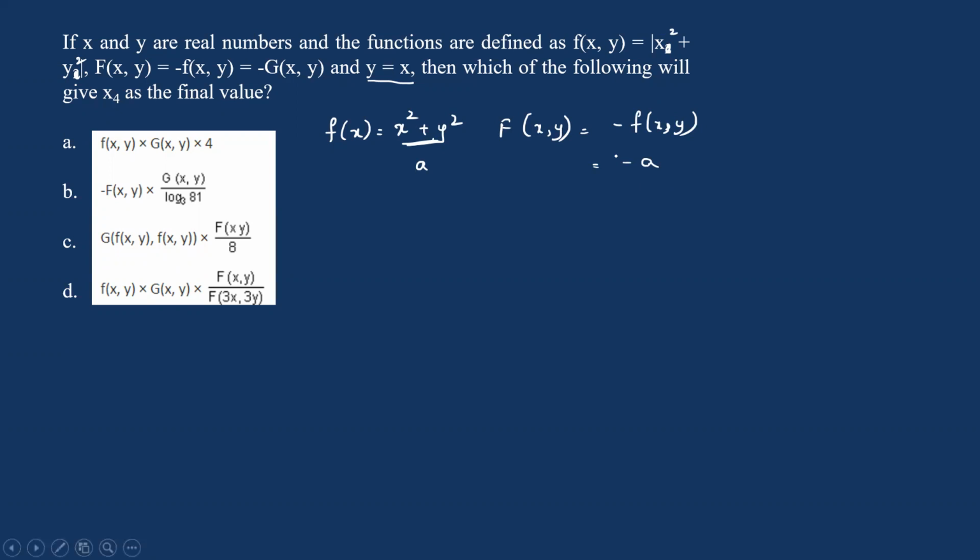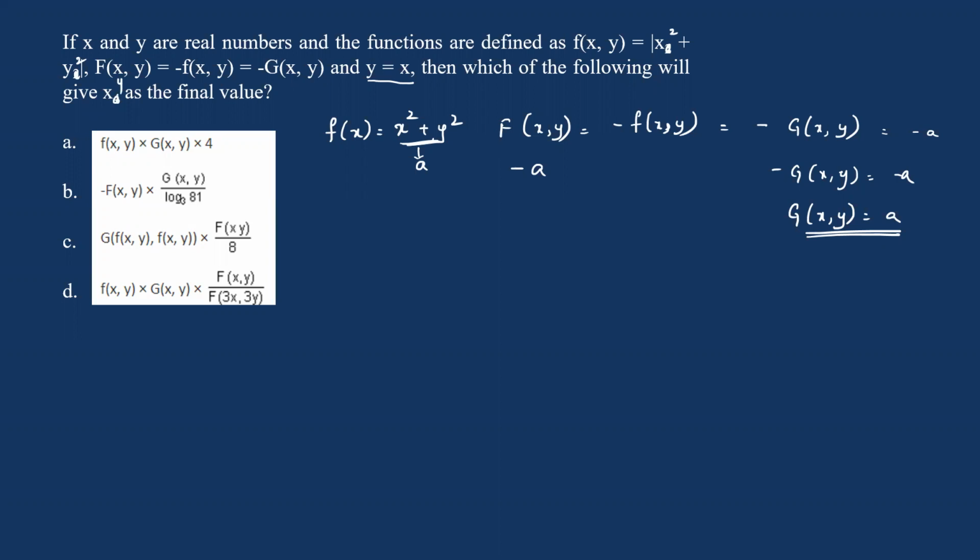Clear? Now this is also equal to minus of g of x comma y. So I repeat, this is equal to minus a in that case. So minus of g of x comma y is equal to minus a. Now I repeat, if f of x comma y is equal to a, then all these are equal to minus a. So I repeat, if minus of g of x comma y is equal to minus a, that means g of x comma y is equal to a. So this is what we have. Now, which of the following will give you x to the power 4 as the final value?